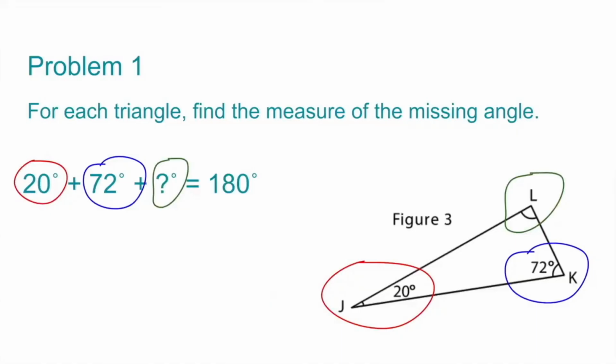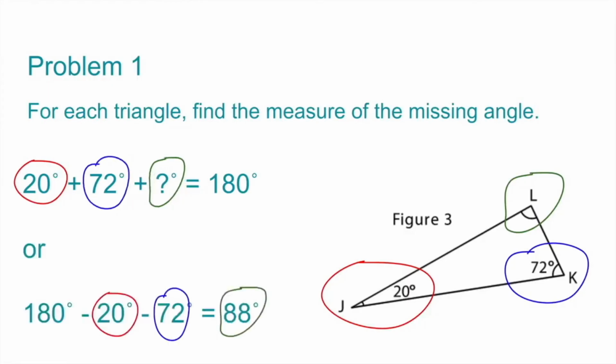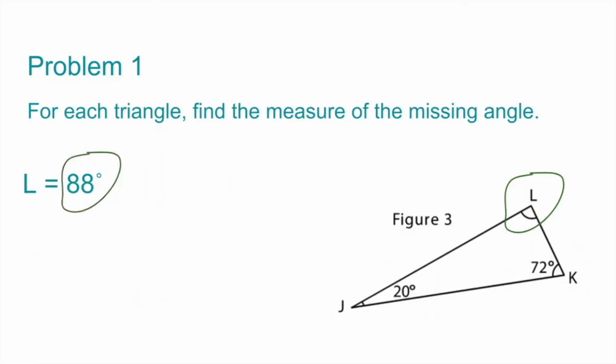The missing angle for Figure 3 is angle L. Angle J is 20 degrees, angle K is 72 degrees, so 20 plus 72 plus the unknown value for L would equal 180 degrees. 180 minus 20 minus 72 is 88. So the measure for angle L is 88 degrees.